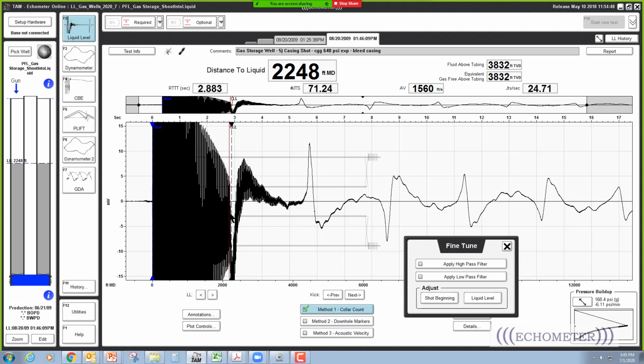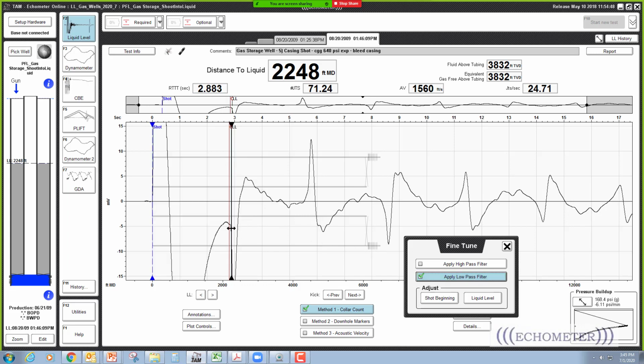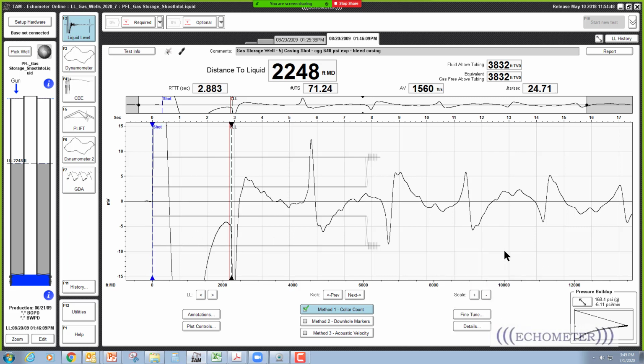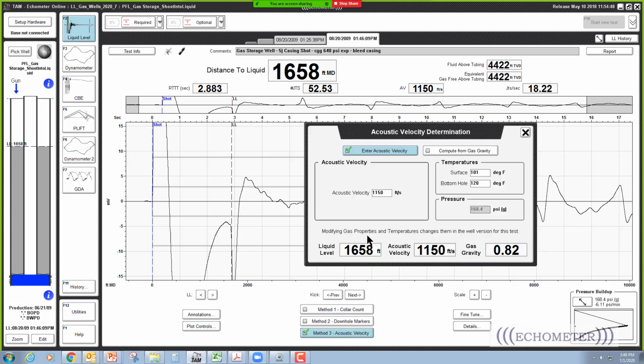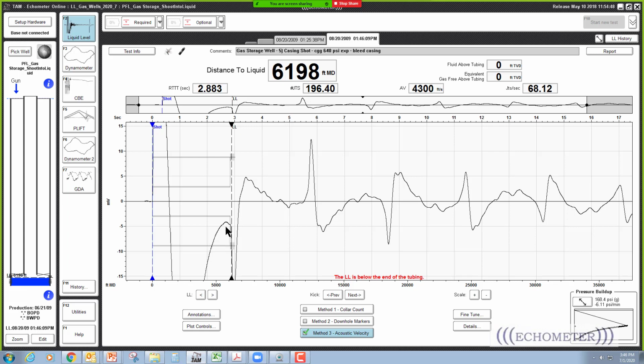And you're thinking, well, I can't see a liquid level. So you turn on the low pass filter, and it takes all that noise away, and there's the liquid level, and that's incorrect. And so this is the fluid level down through the casing annulus through liquid. And if we go to acoustic velocity method and change the acoustic velocity to 4,300, around that, it's not exactly that, but that's close to that, then the down kick is right there at the packer.